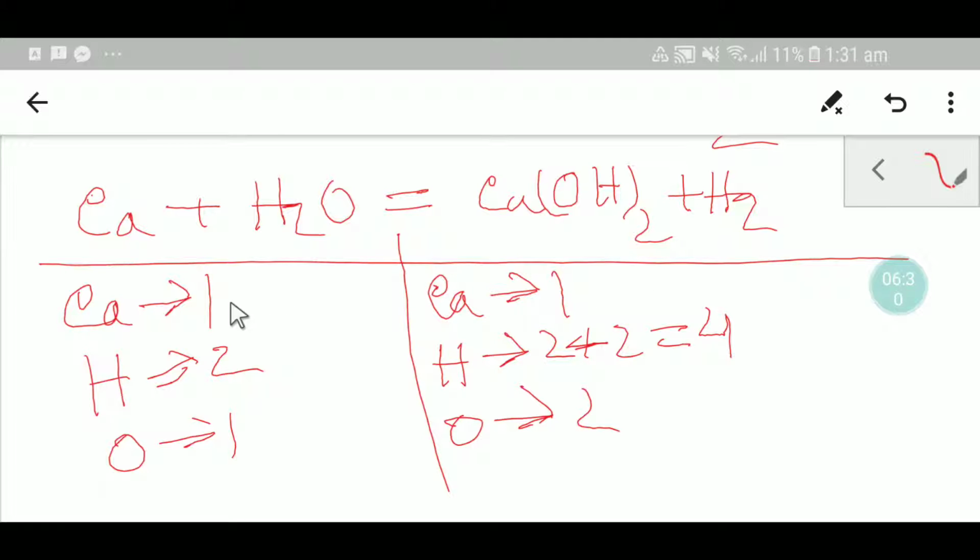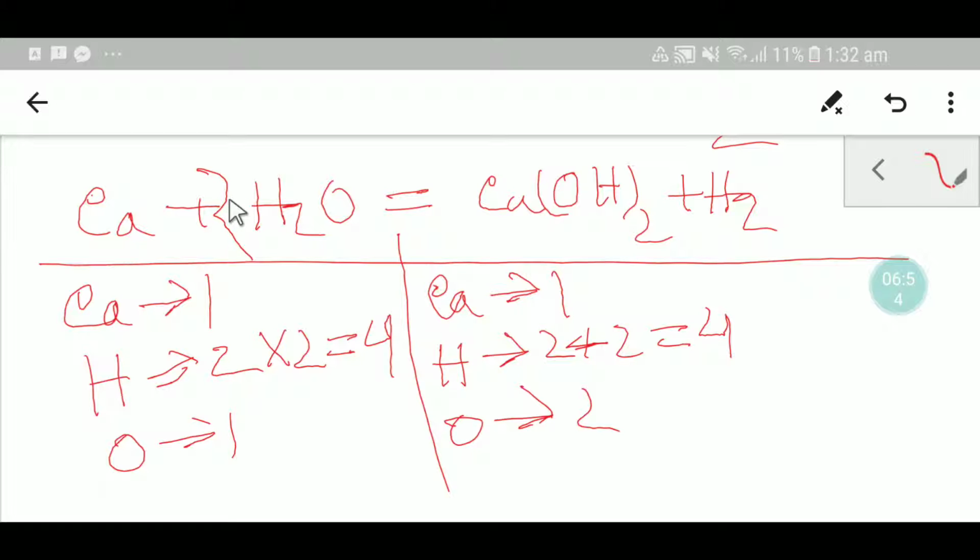So now I have to compare the number of atoms. Here we have one calcium, so calcium is balanced. Here we have two hydrogen, but here we have four hydrogen, so hydrogen is not balanced. So to balance the hydrogen, I can multiply here by 2, that gives me 4. So these 2 must come before this hydrogen, that is here, so I have to place here 2.